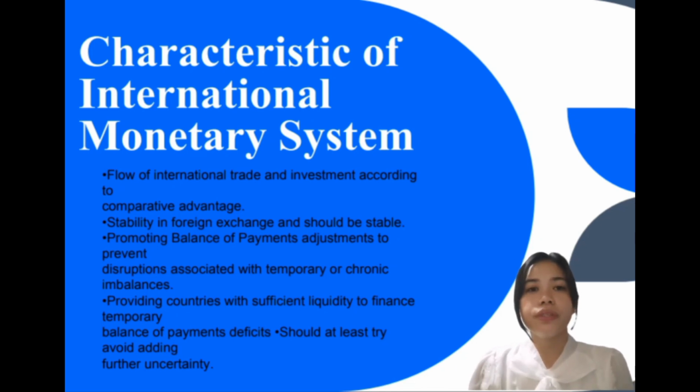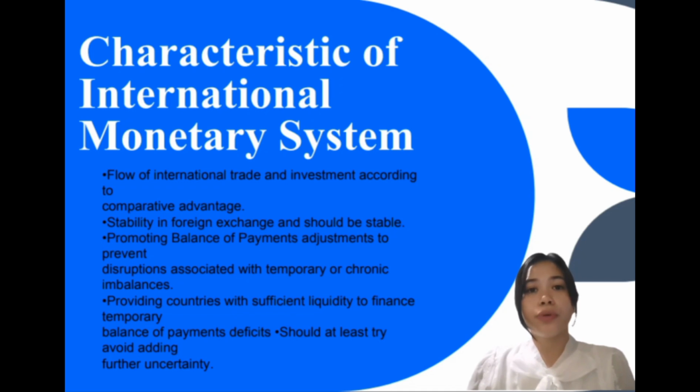Number two, stability in foreign exchange. Exchange rates should be stable. Stability in foreign exchange refers to consistent and predictable value of a currency relative to others in the global market. For example, in trade, stable exchange rates facilitate international trade by providing certainty for businesses regarding the cost of importing and exporting goods and services.